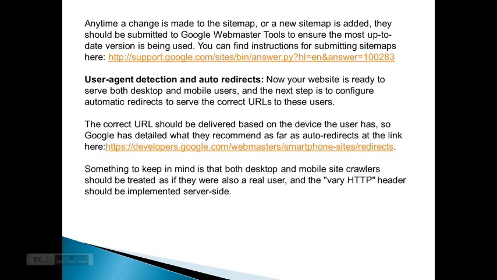And then the user agent detection and auto redirects. Now your website is ready to serve both desktop and mobile users, and the next step is to configure automatic redirects to serve the correct URLs to these users. The correct URL should be delivered based on the device the user has, so Google has detailed what they recommend as far as auto redirects at the link here, developers.google.com webmaster smartphone-sites redirects. Something to keep in mind is that both desktop and mobile site crawlers should be treated as if they were also a real user, and the Vary HTTP header should be implemented server side.